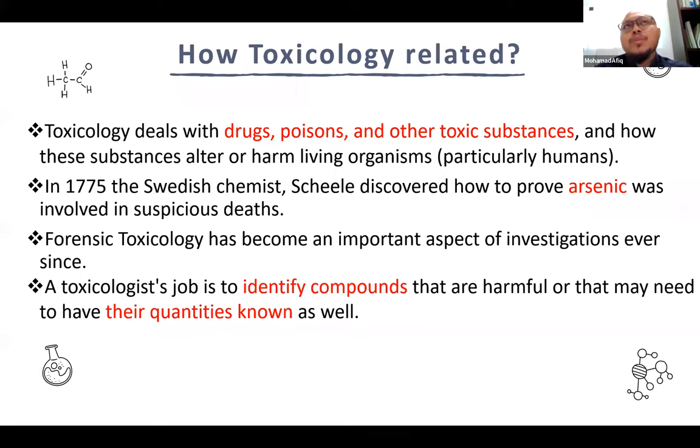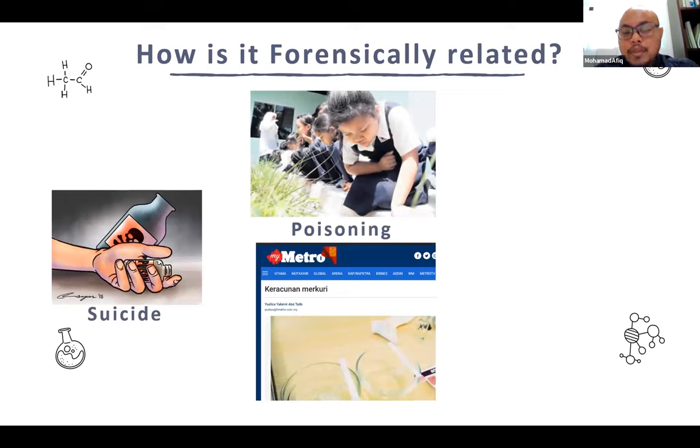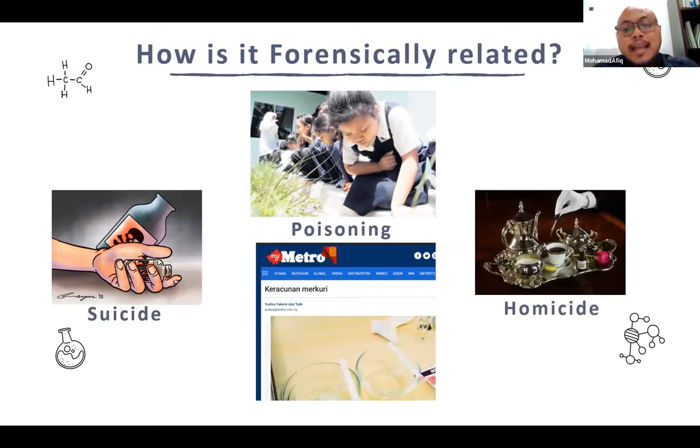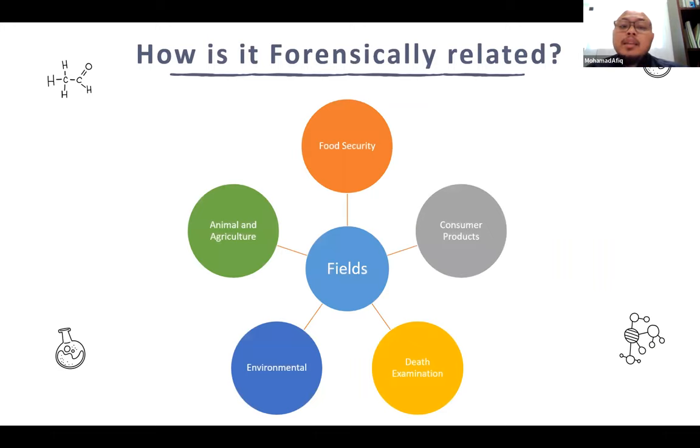You guys need to understand that, because if you work in the real world of forensic science, you need to understand the role very deeply, right? How is it forensically related? It can be a suicide, a poisoning case, or maybe a homicide case, sama ada kes bunuh diri, kes keracunan, sama ada accidental ataupun sengaja, ataupun homicide case, kes pembunuhan, for example. There are a number of fields that are forensically related, including food security, consumer products, death examination, environmental, animal and agriculture.